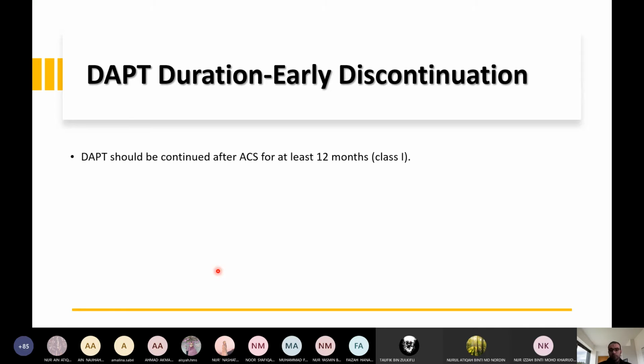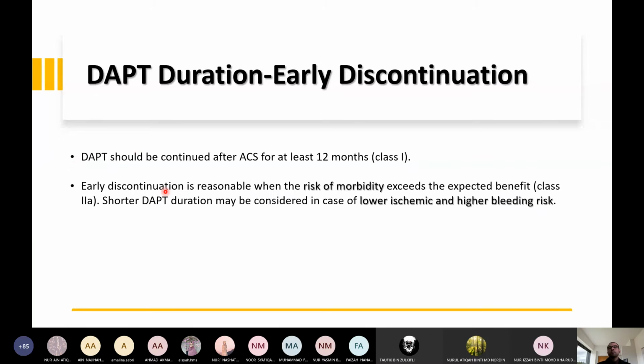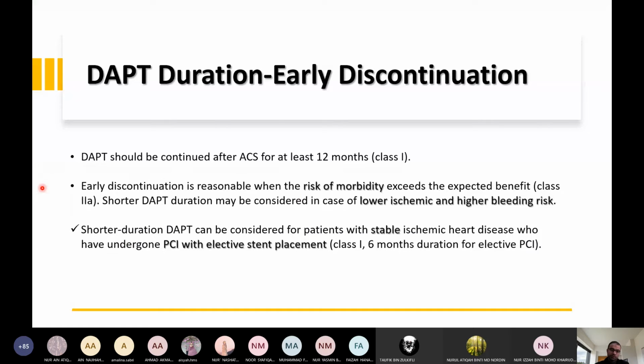So one of the interesting points we can discuss is early discontinuation. Is there any early discontinuation for dual antiplatelet therapy? Dual antiplatelet therapy is DAPT. As we know, the class 1 recommendation is 12 months. Okay, I think this one is clear. And it is clear that early discontinuation, earlier than 12 months, will have to be supported by risk of morbidity if you continue further. The high risk of bleeding will be there and the benefit will not be that much.